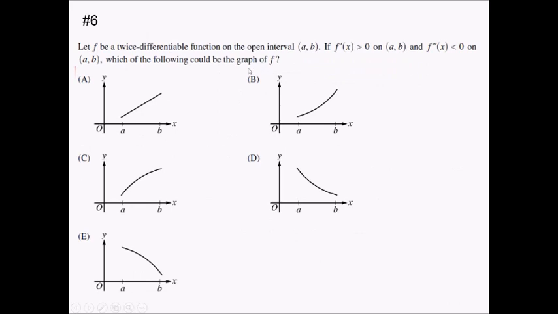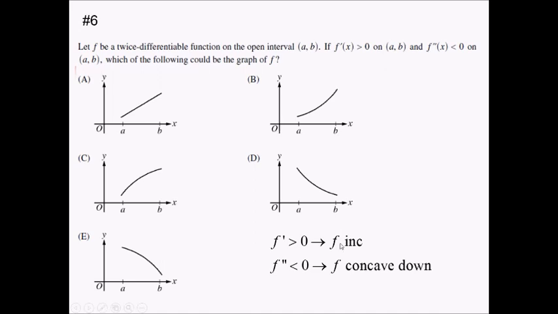For this problem, we're told we have a twice differentiable function on an interval a to b. f prime is positive, f double prime is negative. Which of these is the graph of the original f function? So f prime positive means our f function is going to be increasing. f double prime negative means our original function is going to be concave down.